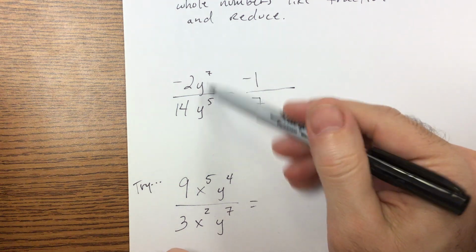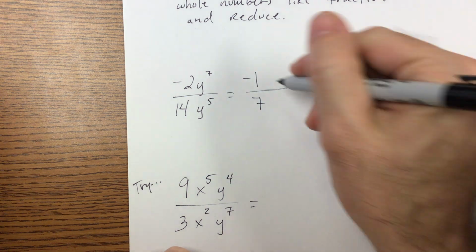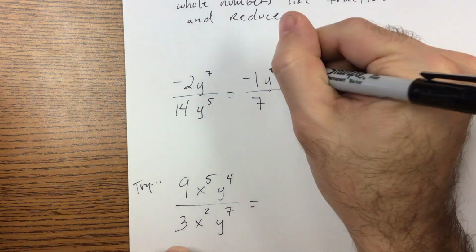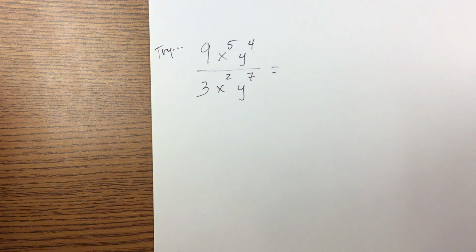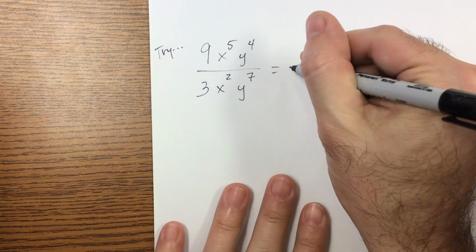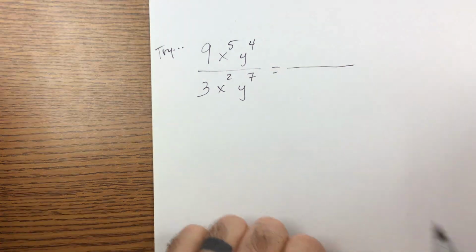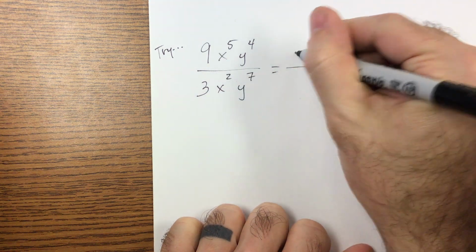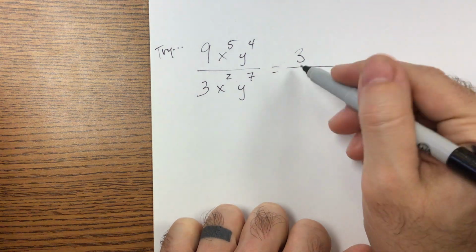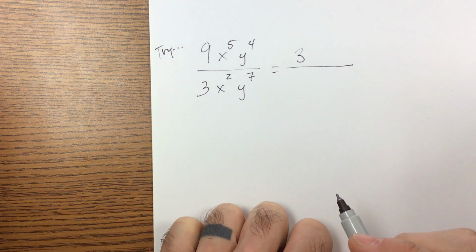Now let's do our variables. Which y has more? Top. How many more? 2. Done. It's not so bad. Let's look at this one. Everybody try this one. Okay, what is 9/3 as a reduced fraction? Well, I think that's 3/1. You really don't need the 1 down there, but you can have it if you want.